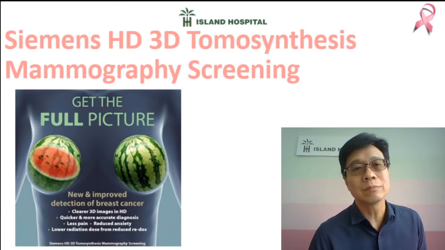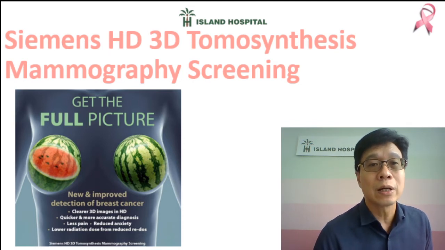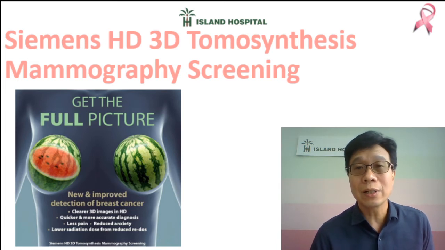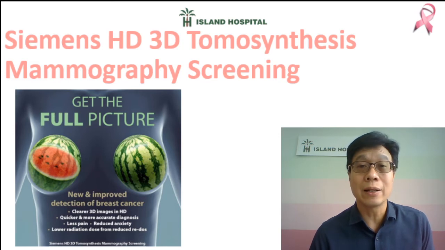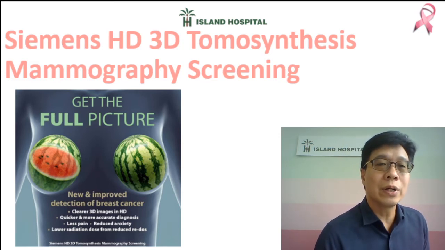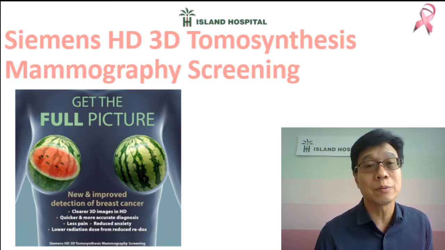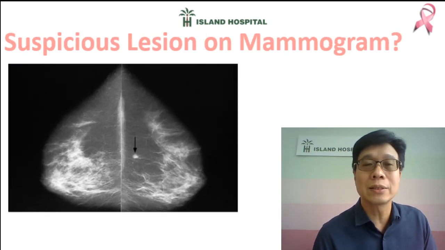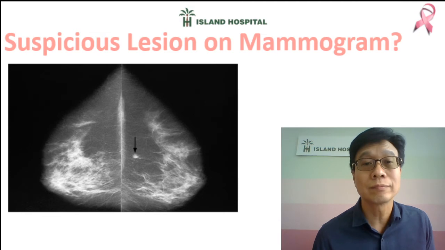Okay, in Island Hospital, we have the relatively new machine, what we call the 3D mammogram. With this machine, we get a very clear 3D picture of the breast, and it is also more accurate and less painful at the same time. The radiation exposure is lower as well, so that's the benefit of this new machine. And just to illustrate, as you can see in this mammogram, there is a cancer that is illustrated here with the black arrow over here.